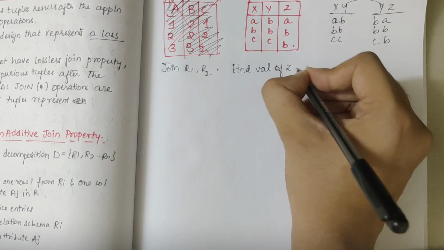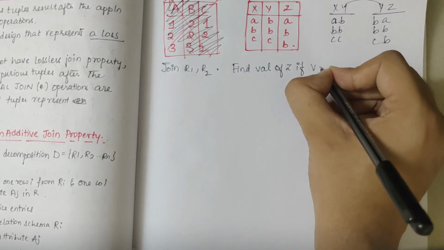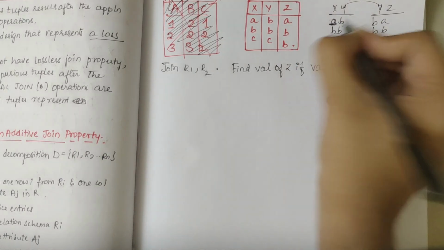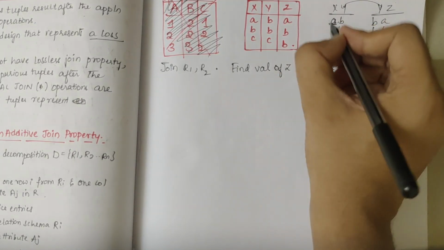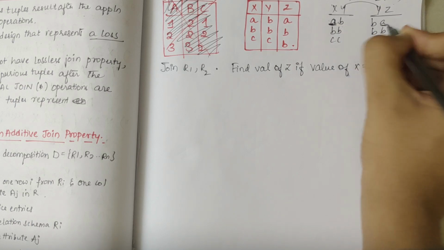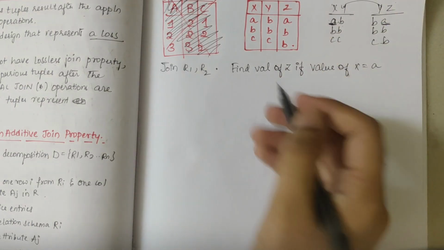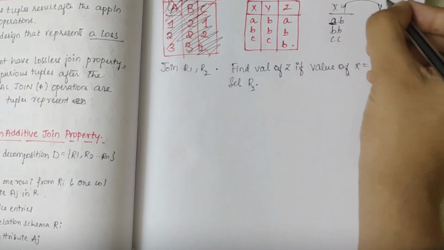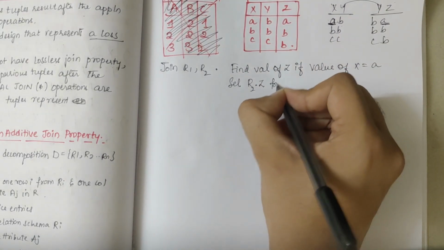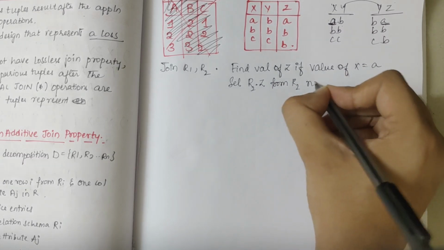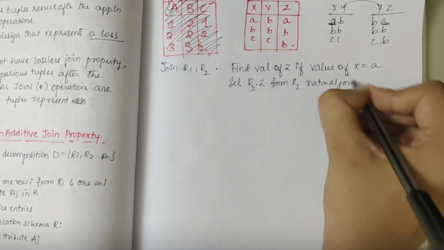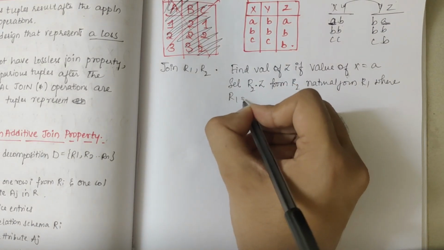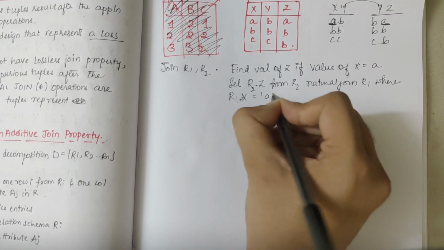Find the value of Z if the value of X is A. So the value of X is A means this one. The value of Z I need to find. If X is A, I should get A in the Z. So this is what they are asking. So here we'll write SELECT R2.Z FROM R2, and I'll perform a natural join with R1, WHERE R1.X is equal to A.